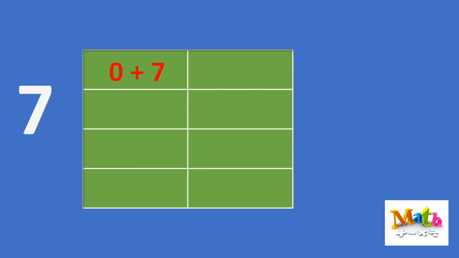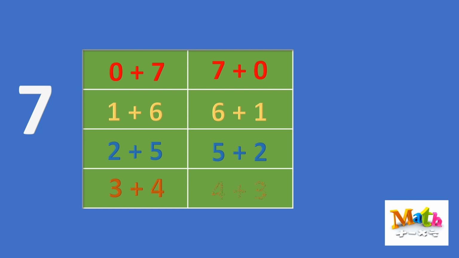Let's take the example 4, 7. What are the number partners for 7? The number partners are 0 plus 7, 1 plus 6, 2 plus 5, 7 plus 0, 6 plus 1, 5 plus 2, 3 plus 4 and 4 plus 3.